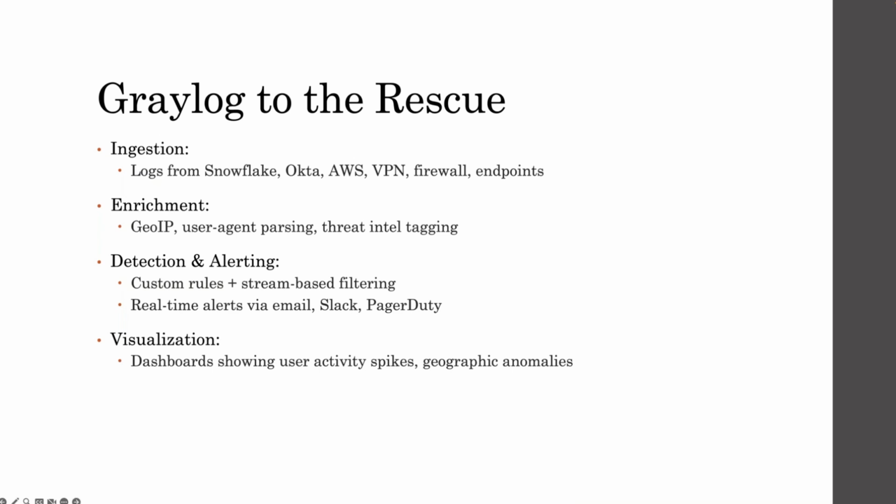So how does Graylog help in such a setting? You can ingest logs from Snowflake, Okta, AWS, VPN, firewall, endpoints, and other data platforms, EC2, RDS, Google platform, anything. Then we can set up our pipeline in Graylog. We can enrich those logs with GeoIP, countries, user agents, and threat intel to check those IP addresses, logs, and usernames and others. So the analysis will be much easier for you. Of course, we can have detection and correlation rules.